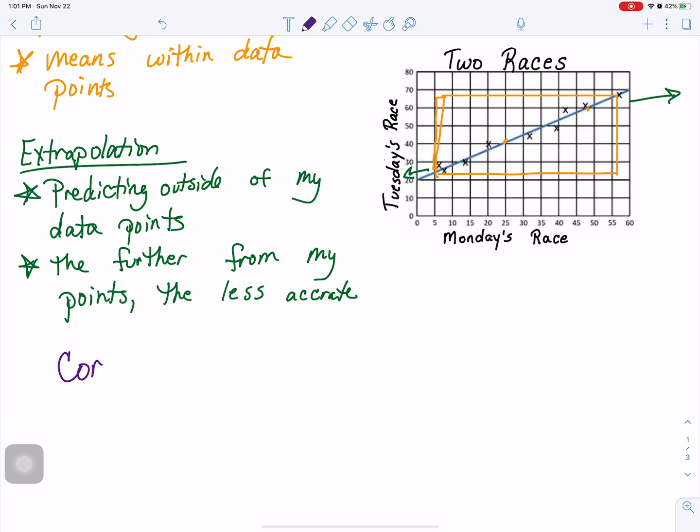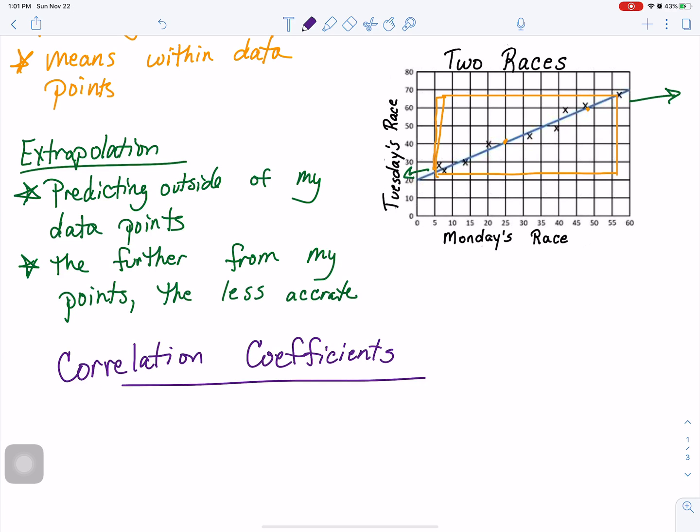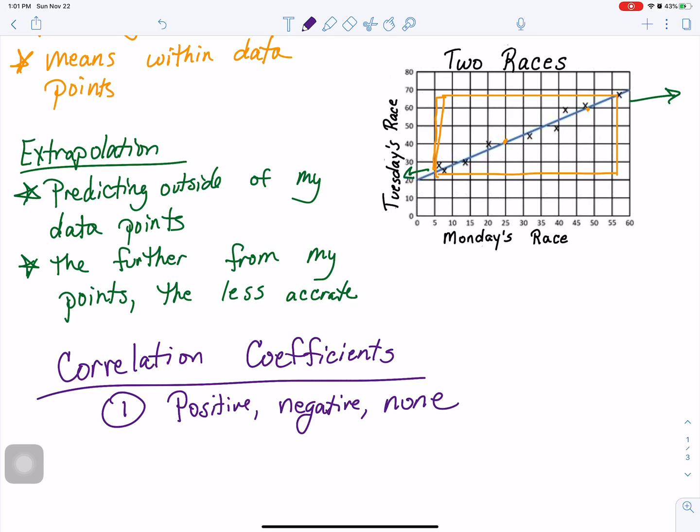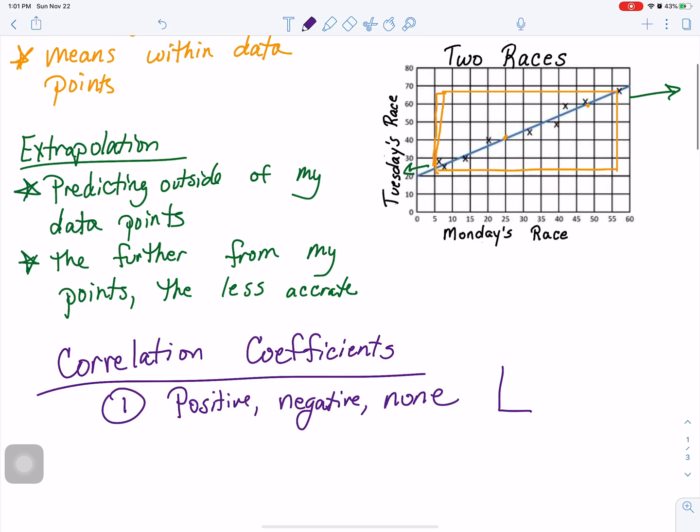And so we're going to just kind of hit the basics of this. There's actually calculations that would calculate, and it's really calculating how far each number is off the line. So the first thing is going to be positive, negative, or none. If you can draw a line, it's either positive or negative. A none would be a graph that looks more like this, where we just have points almost in a block. There's absolutely no way I could draw on a line.